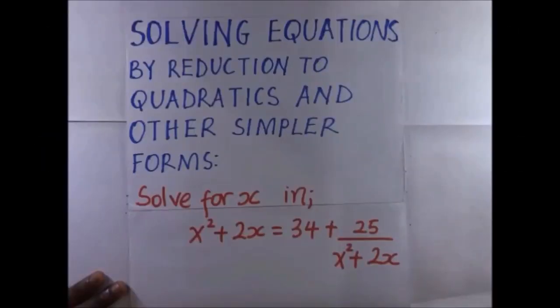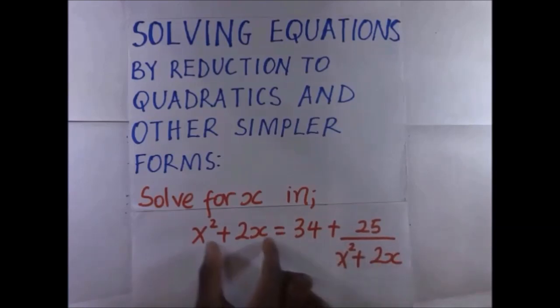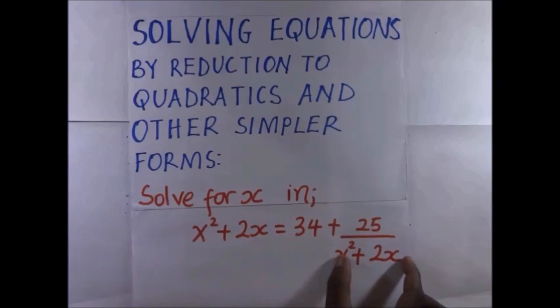So solving equations by reduction to quadratics and other simpler forms. For example, let's solve this equation. x squared plus 2x is equal to this. Find the value of x. So our first step here is that we are going to identify where the quadratic equation is. We are having a quadratic expression there, x squared plus 2x. So if we formulate this into one letter, then this will become very simple to handle.